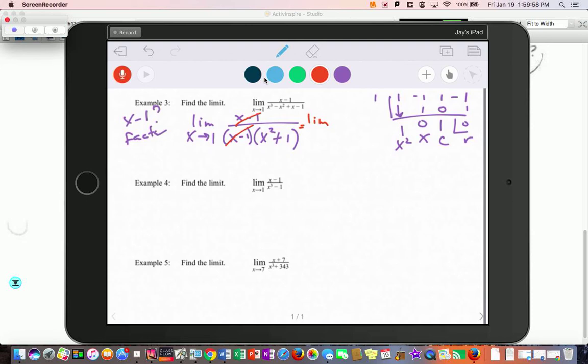You're looking at the limit as x goes to 1 of 1. Got to keep the 1 there because you really divide out the x minus 1. You don't just make it 0, so it's dividing out. And on the bottom it's x squared plus 1. So now put the 1 in there, and you get 1 plus 1 on the bottom, so you get 1 over 2.